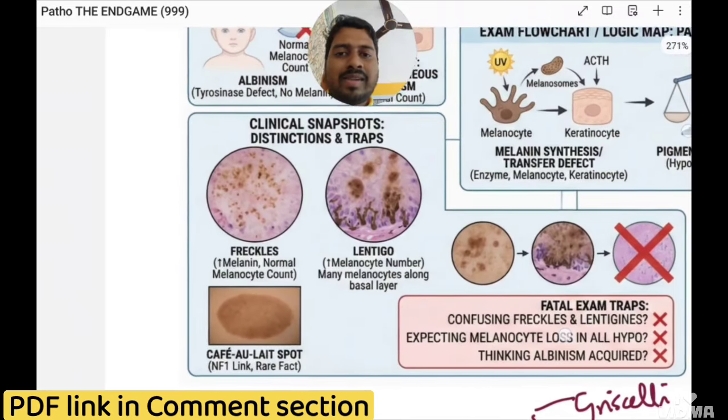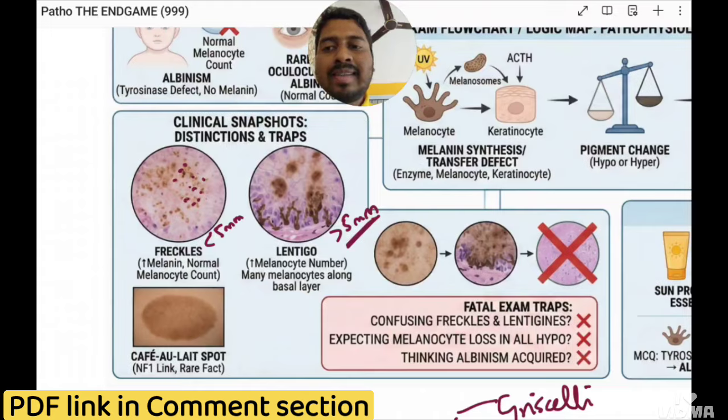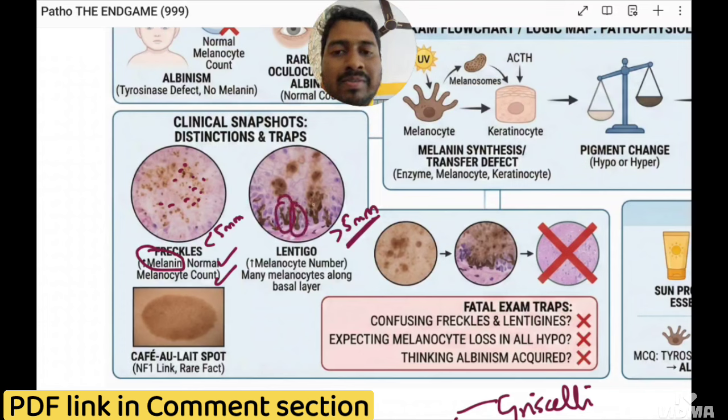There are two important concepts in exams which students often get confused: freckles and lentigo. Both are hyperpigmentation only. Freckles are small, less than 5 mm. Lentigo is more than 5 mm. In freckles, melanin only increases in the cells, but the number of melanocytes is normal. So normal melanocyte count and increased melanin. But in lentigo, which is slightly bigger, you can see the number of melanocytes is also increased.